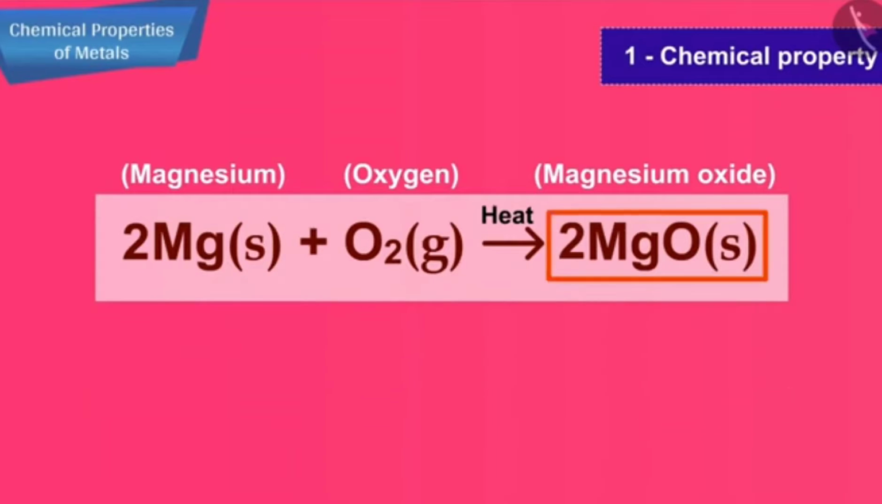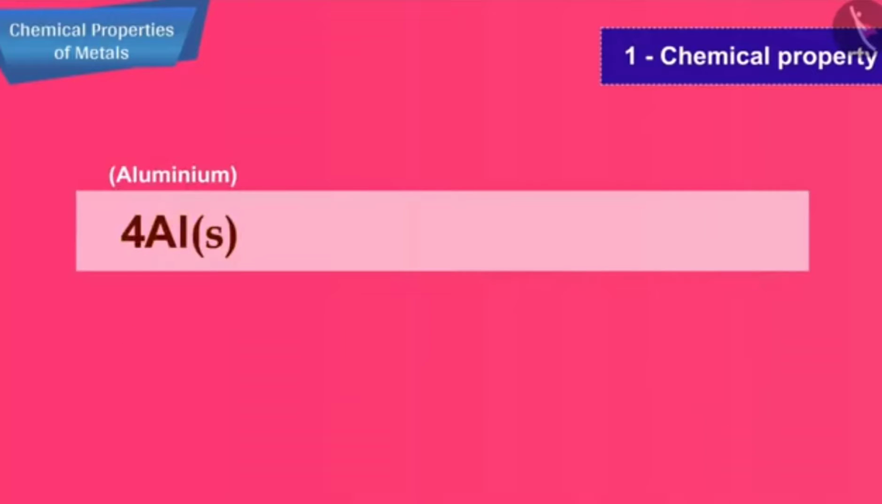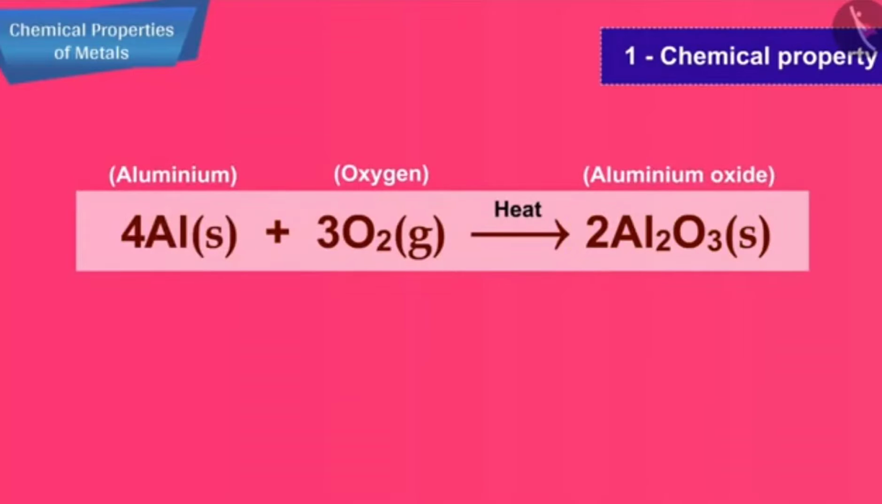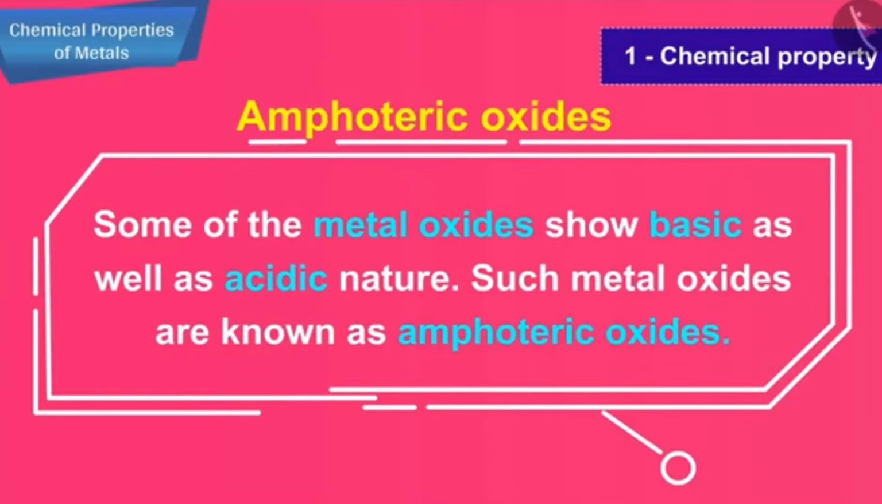And also, the product is magnesium oxide, which is partially soluble in water, so it is a base. Aluminium metal burns in air on heating to form aluminium oxide. Although most metal oxides are basic in nature, some of the metal oxides show basic as well as acidic nature. Such metal oxides are known as amphoteric oxides.